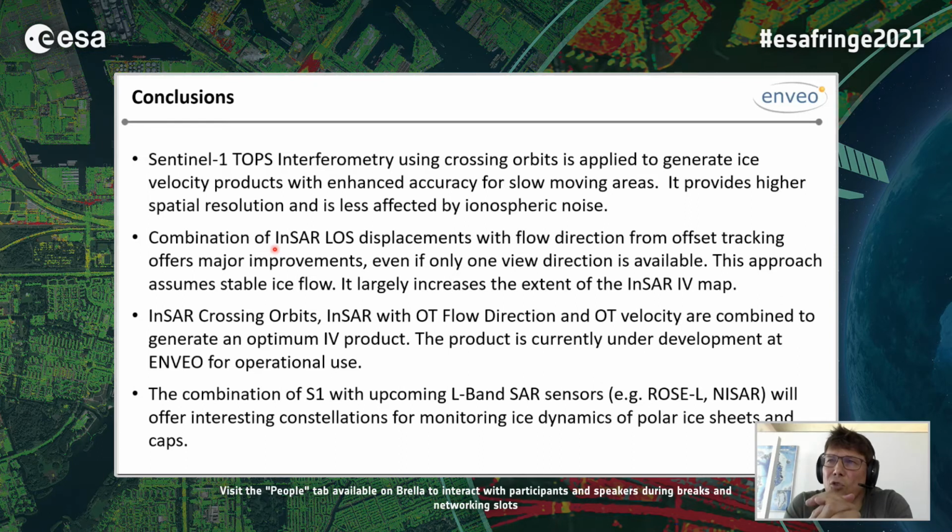Then InSAR crossing orbits combined with the InSAR with offset tracking flow direction and offset tracking themselves can be combined to generate an optimum ice velocity product. And this is just a development at ENVEO, also to go on for more operational use. And I think, or we think, that the combination of Sentinel-1 with upcoming L-band sensors like ROSE-L will be very interesting, but also the combination of the right-looking Sentinel-1 with the left-looking NISAR will offer a very interesting constellation for monitoring the ice dynamics. Thank you.